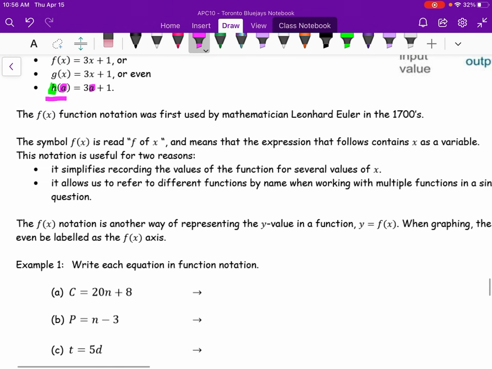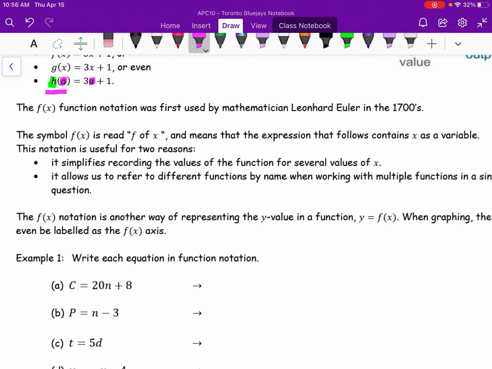This functional notation was first used by a mathematician called Euler in the 1700s. An amazing, amazing mathematician Euler was. The symbol f of x is read as f of x, so that's how you'll hear it. Other teachers said f to x or something like that. I don't understand it. But anyways, this means that the expression that follows contains x as a variable.